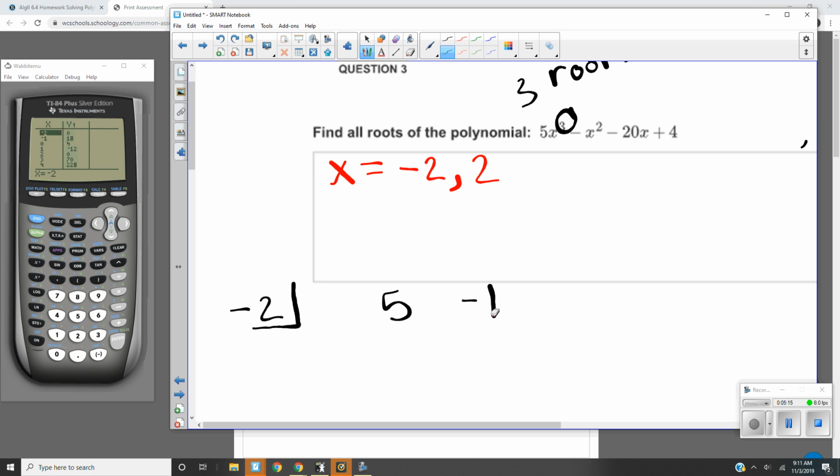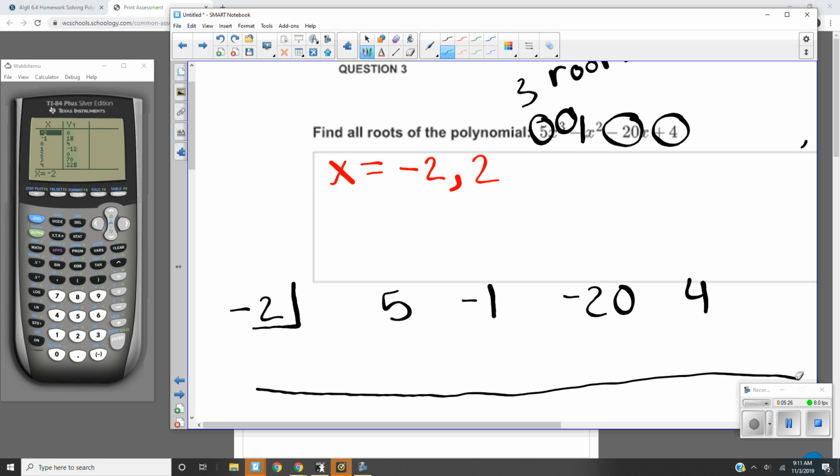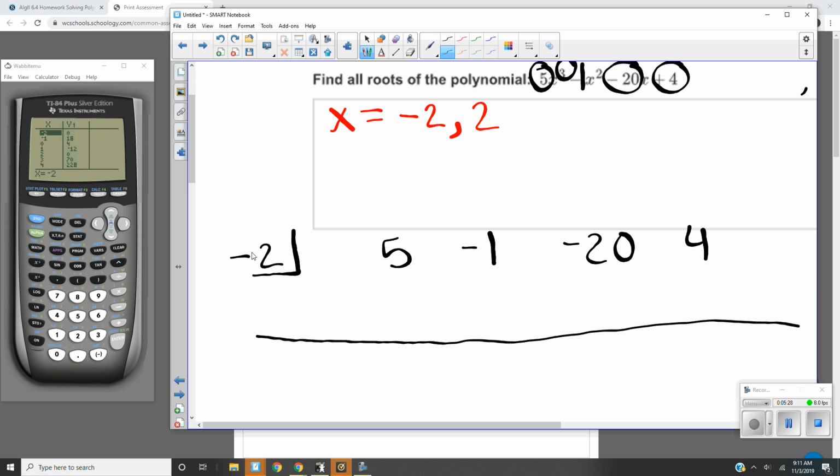Write out my coefficients, 5, -1, -20, and 4. And these are just the coefficients from the original problem. And then we're simply just going to add and multiply. So 5 plus 0 is 5, multiplied by -2 is -10. Add those together, you get -11. Multiply that number by -2, and you get +22. Add those together, you get 2. Multiply, you get -4, and no remainder.